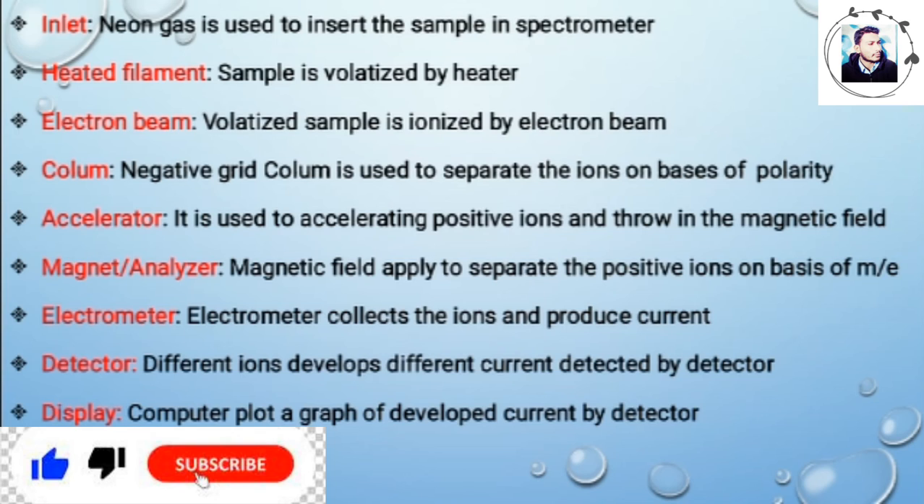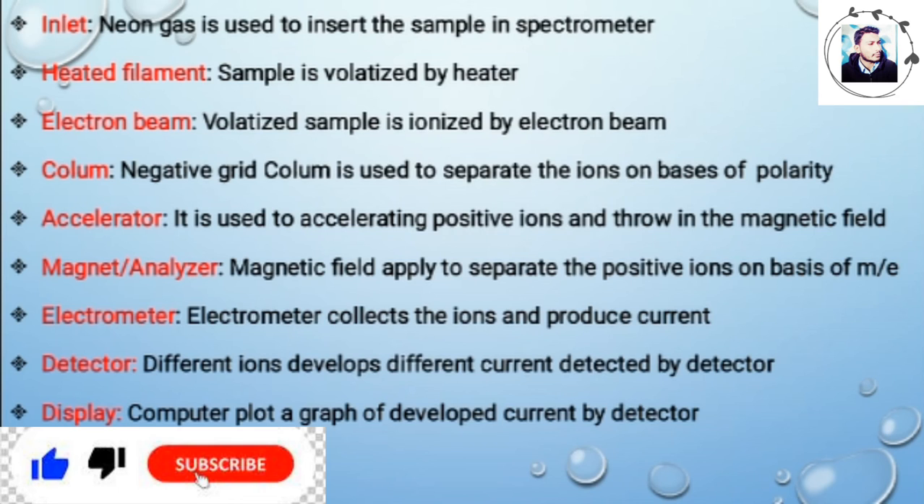Neon gas is used to insert the sample in the spectrometer. We can only use an inert gas because it does not mix or react with the sample. So we can only use inert gases like neon or helium. So next part is the heated filament. The sample is volatilized by the heater.